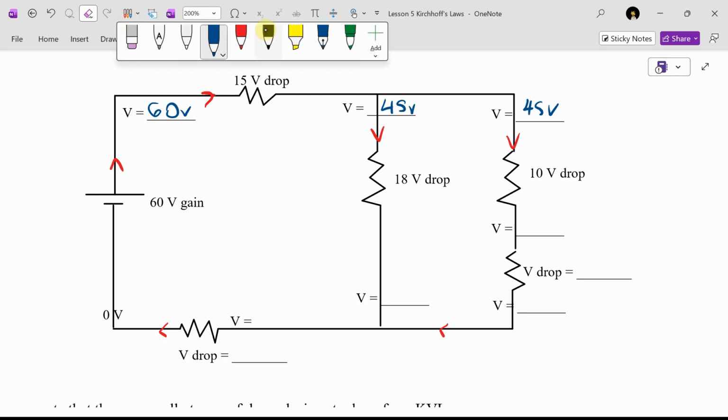Now, what if I tried doing the outside run? How high am I right here? How much do I lose? Leaving. How much do I lose?